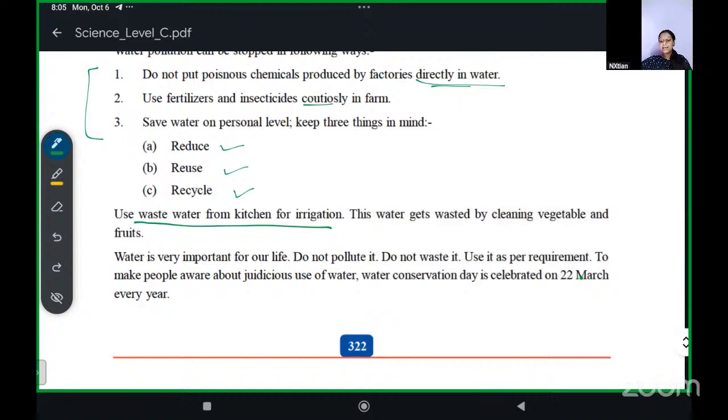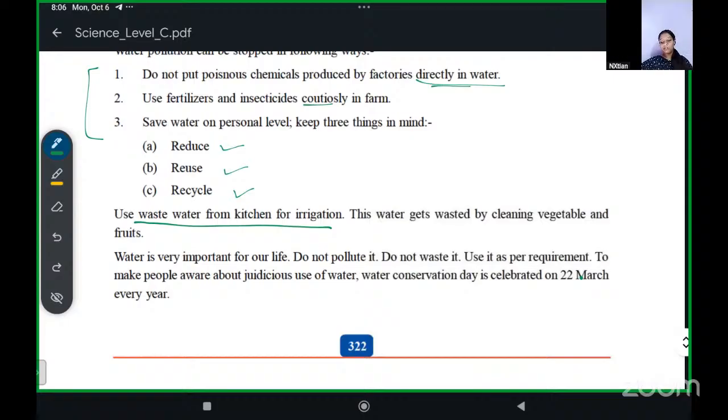Then recycle. We cannot really take the water and recycle it, but the two that are the most important for us to do are reduce and reuse.